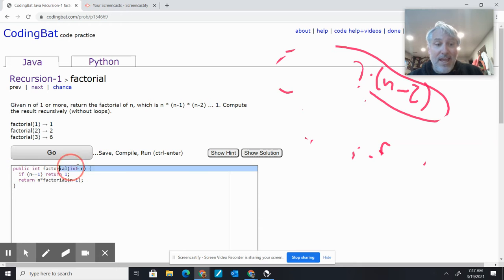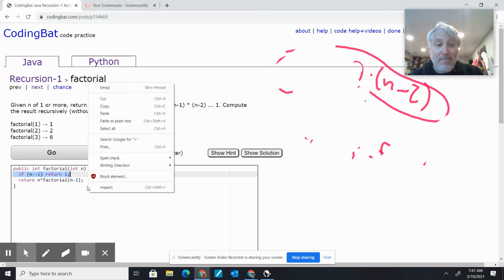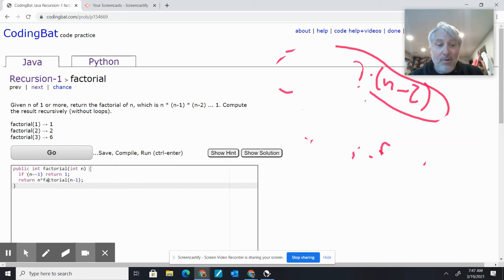So I have my kickout, and then I'm always going to return. So the deal with recursion, there are things that have to happen. One, I have to have some reason to stop. Two, I have to call my function, my method, every single time. And three, I have to have a reason to go down.